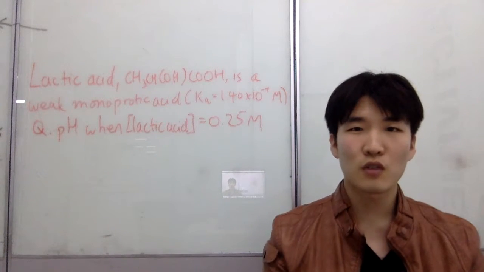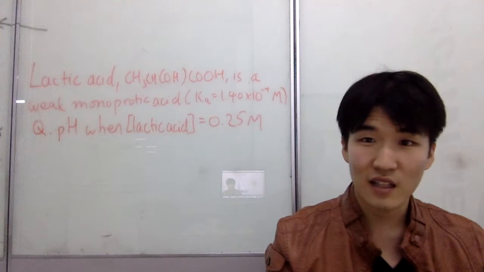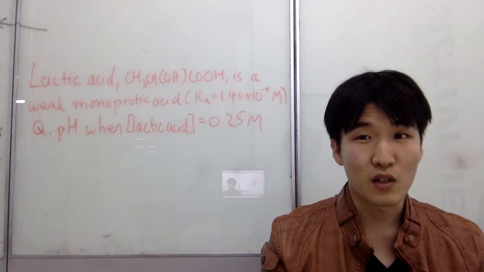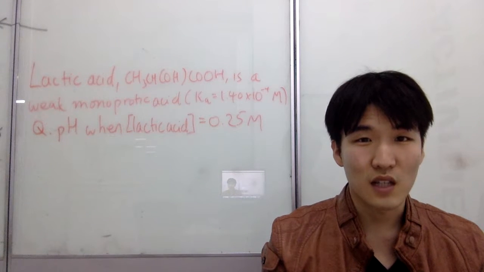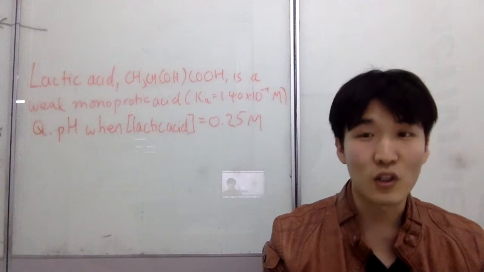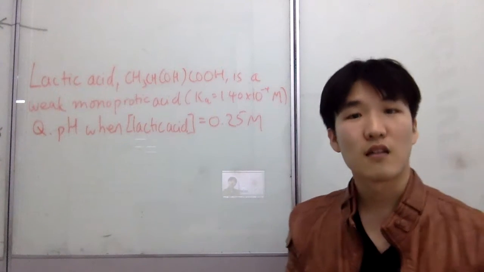Everybody should not have come across what lactic acid looks like. However, we don't actually need to know what it looks like. All we need to know is that it's an acid and that it's a monoprotic acid, so it's only going to lose one proton, and that's all we need to know.